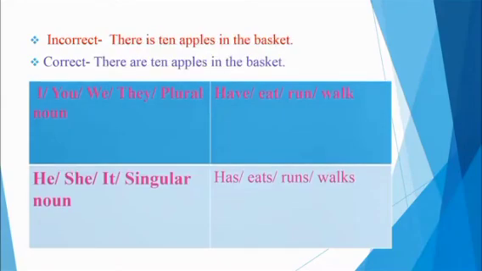Now let's see the next sentence. There is 10 apples in the basket. Is that a correct sentence? No. The correct sentence is there are 10 apples in the basket. Here the real subject is the 10 apples. So the verb should be are. If there is one apple, then you would say there is an apple in the basket. So what is the correct sentence here? The correct sentence is there are 10 apples in the basket.